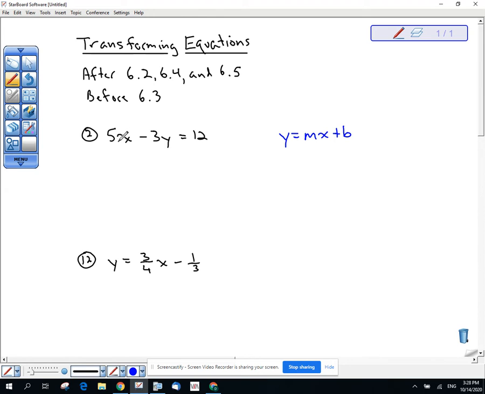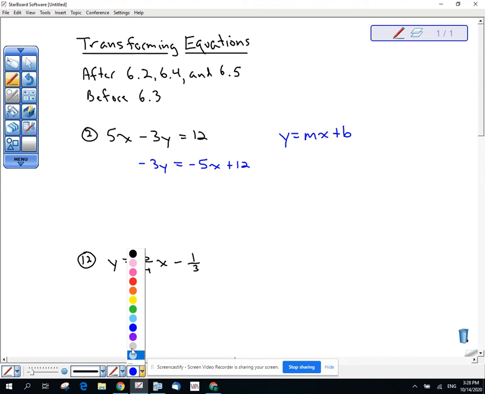So I'm going to undo those things in reverse order. I'm going to subtract 5x. -3y then would be equal to -5x plus 12. And some people would call it 12 minus 5x, but knowing that it's mx plus b, the x should come first, I've already put it in its correct place here.